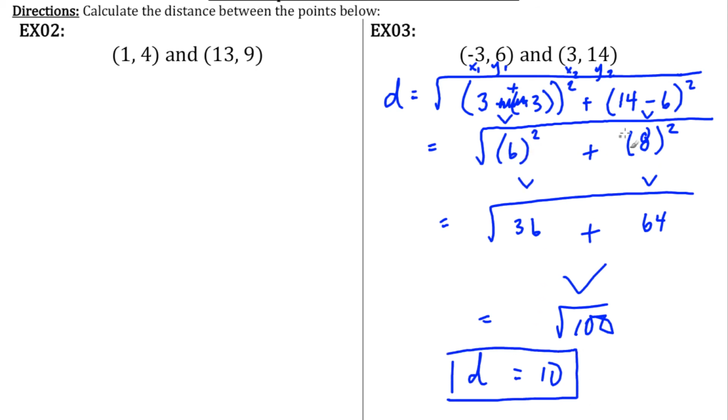Keep in mind that if you did it the other way around, you would get the same answer. If I did 6 minus 14, I would get negative 8, and negative 8 times negative 8 is positive 64. If I did negative 3 minus 3, I would get negative 6, and negative 6 times negative 6 is positive 36. So I would end up with the same answer, no matter if I did this point minus this point or that point minus this point.